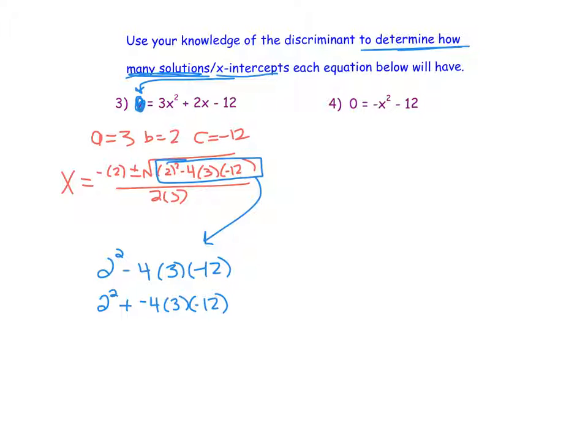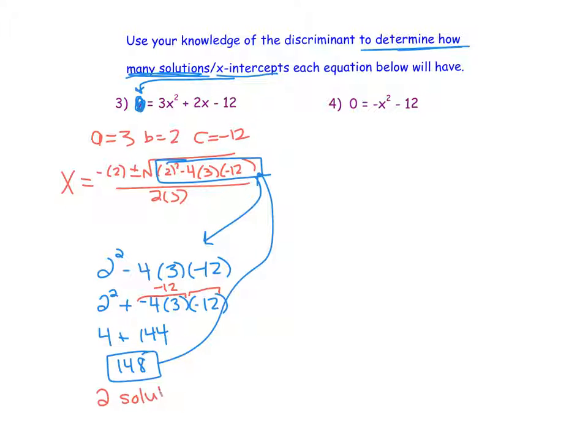So here I know 2 squared is 4. I also know negative 4 times 3 is a negative 12. And then I know negative 12 times a negative 12 is actually 144. So when I add those together, I get an answer of 148, and that's what's underneath my square root, the discriminant. So I know here, because that is positive, I'm going to have 2 solutions.